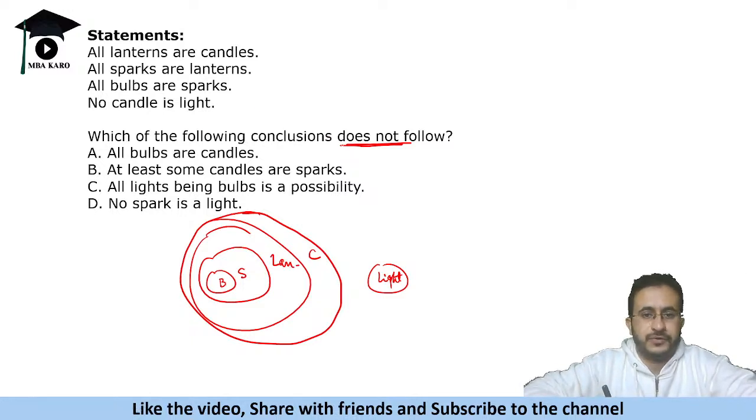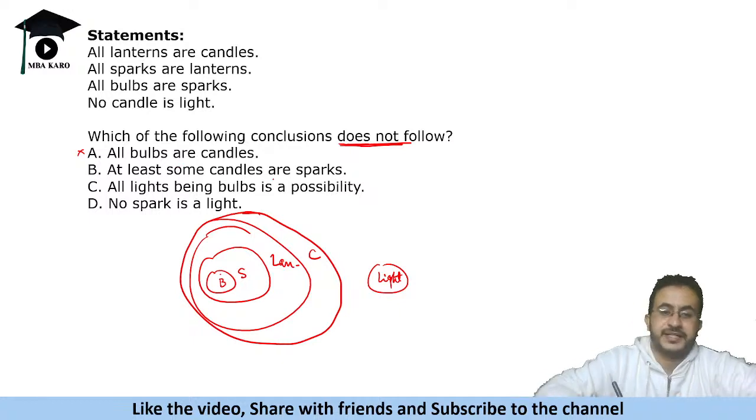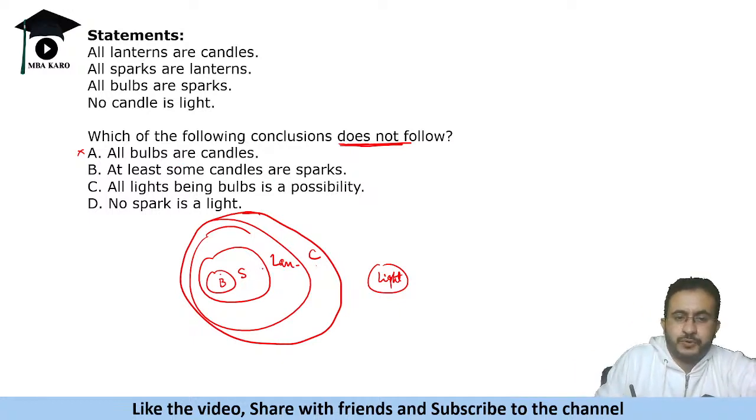Right, so this is the generic Venn diagram that we will get. Now, if you did not read this carefully, does not follow, you might end up answering the first option, because you will say yes, this will follow. All bulbs are candles. That is true because bulbs is a subset of candles. So this is not the answer. At least some candles are sparks. So if we see this portion of candles, this is sparks. So this is also true.